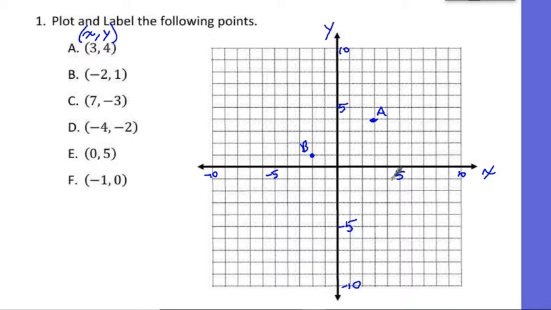Point C, an x value of 7, x coordinate of 7, so 5, 6, 7, and a y coordinate now of -3, so we're going to go down 1, 2, 3. This is point C. Point D, -4, -2. Again, start at the origin or the beginning. We go to -4 along the x-axis, and then down to -2 in the y direction, and that is point D.